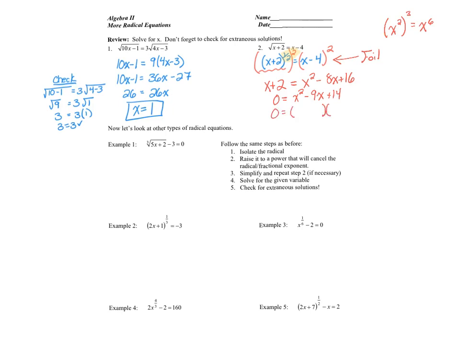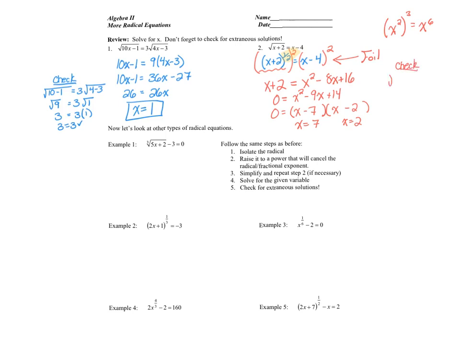So two numbers that multiply to positive 14 but add up to a negative 9 are x minus 7 and x minus 2. So we're going to get x is equal to 7 and x is equal to 2. Before we stop with this problem, make sure you check your answers.